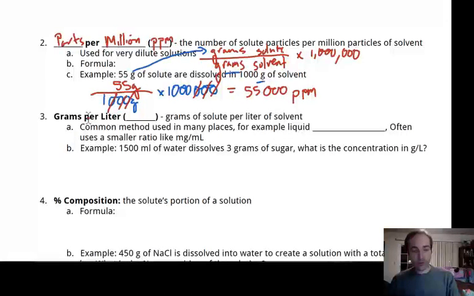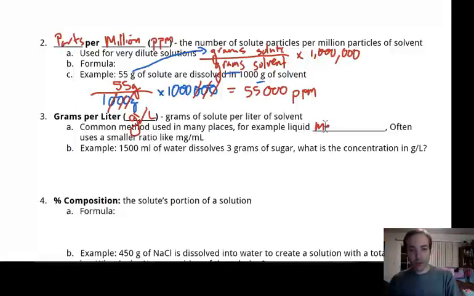Now the third way we can do concentrations is actually a really common way. We see this a lot. It's called grams per liter. As far as abbreviations, or symbols, or whatever you want to call it, it would just be G/L. Pretty easy. So grams of solute per liter of solvent. It's a very common method that's used in many places.